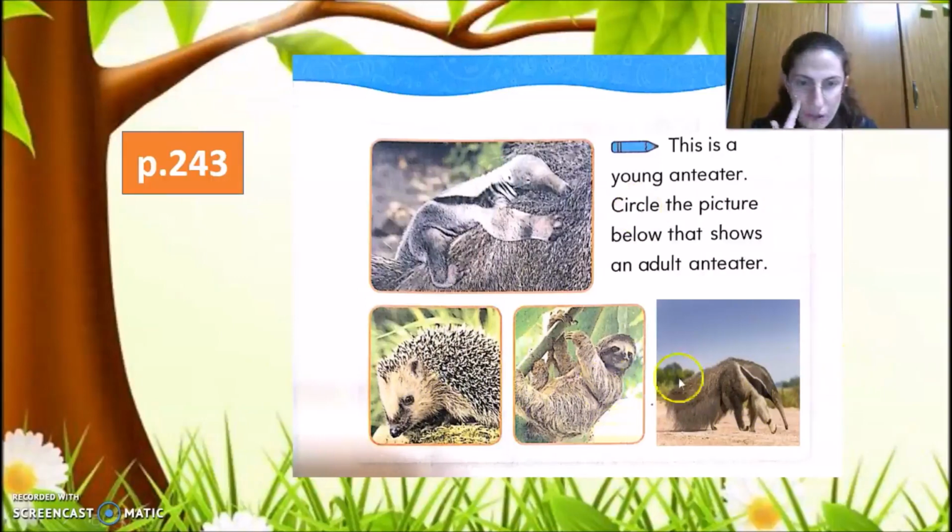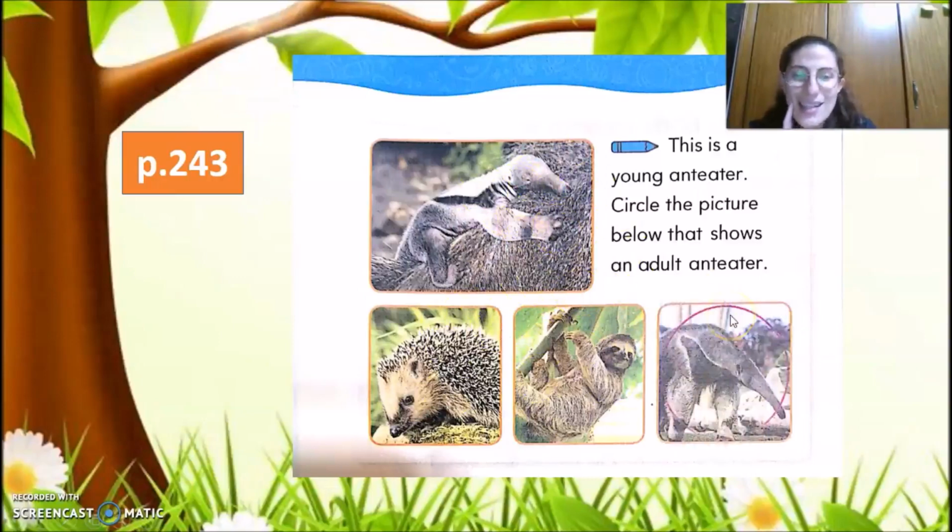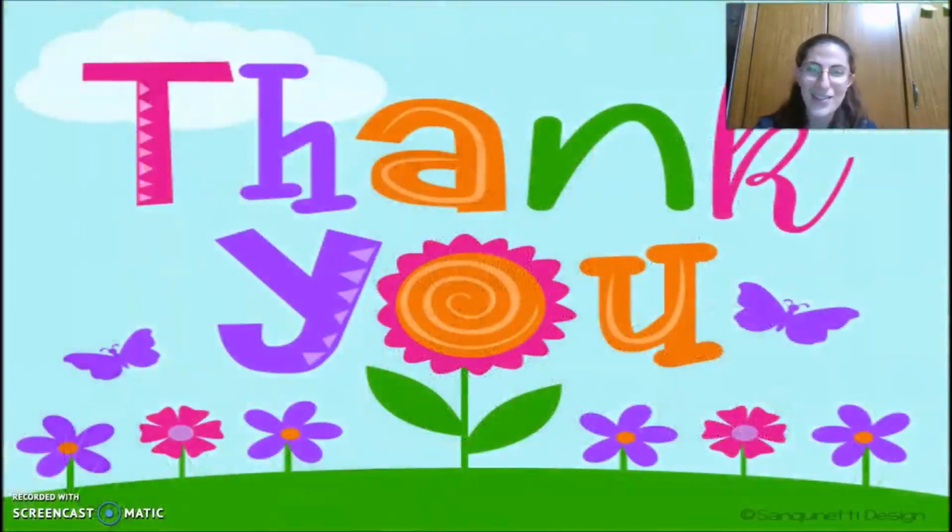Excellent! I should observe carefully to check which one of these three animals shares the same body parts as the young one, right? But is of bigger size, right? So which one of these three shares the same body parts as this young anteater? Excellent! It is the third one. Great, because it has the same body parts as the young anteater, but bigger in size, right? Great. That's all. Thank you.